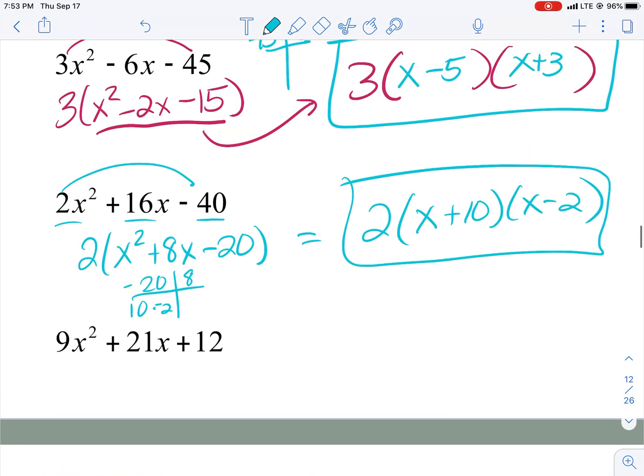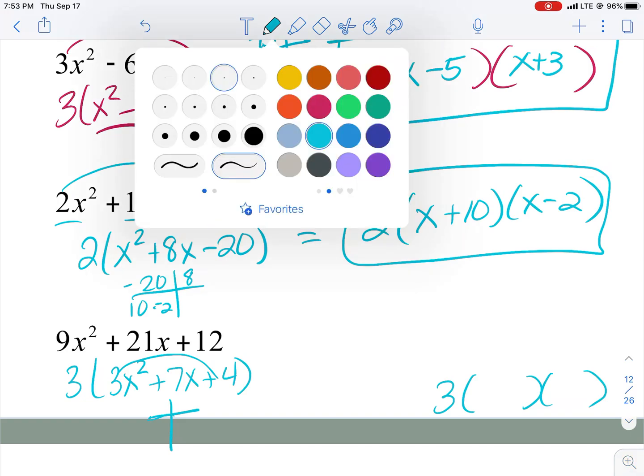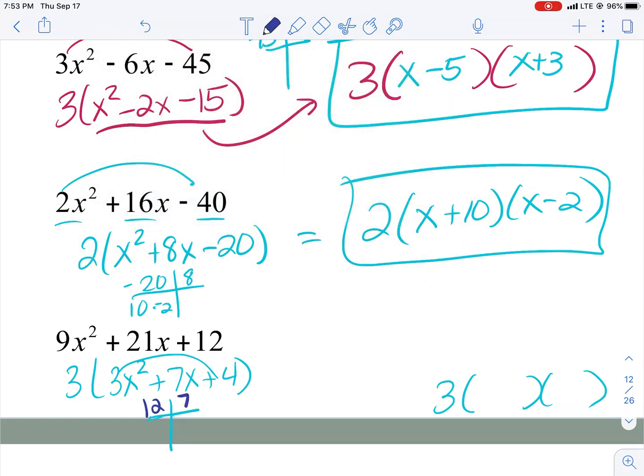Then on the last one, I could do factors of 9 times 12, but I do believe they're all divisible by 3. This one's a little harder. I know my final answer is going to have a 3 on it, so I'm going to write that over here. So if I look at this, this is factors of 12. I'll use a darker color. Factors of 12 that add up to 7. Wouldn't that be 3 and 4?